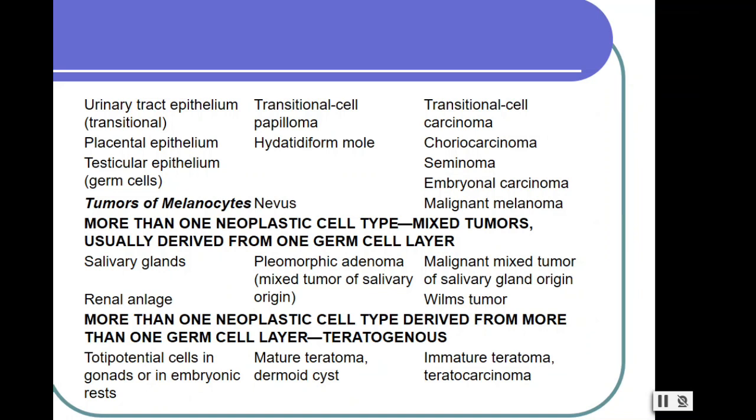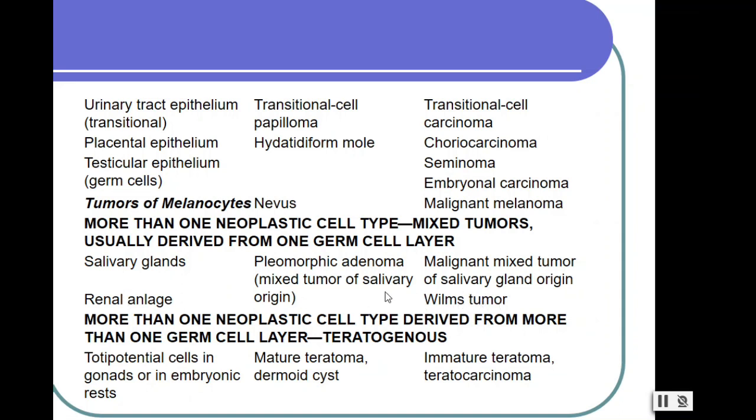Oral anatomy, okay? About pleomorphic adenoma, it is known to be a mixed tumor of the salivary gland. It contains epidermis, epithelium, connective tissue and muscle. So mixed siya. In salivary glands, benign is pleomorphic adenoma, malignant is malignant mixed tumor of the salivary gland origin. Renal or kidney, mixed yan, no? Merong epithelium, merong connective tissue.